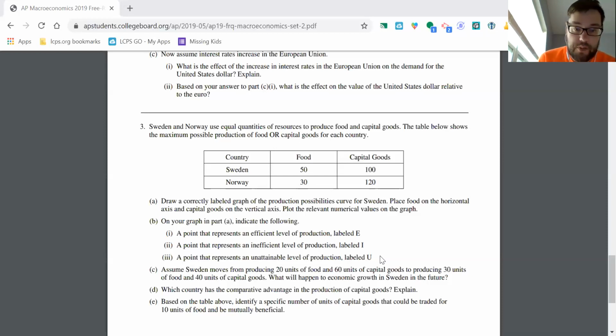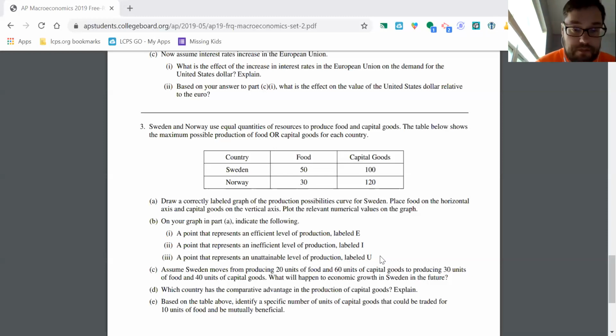Okay, so that's part A, the correctly labeled PPC curve. Part B asks for the 3 different points. We know anything that's on the line is going to be an efficient use of our resources, right? So that was the first one. That's pretty straightforward. Now, you could also make this connection. An efficient point is also where an economy is at full employment, right? So if you connected a question like this to, maybe, a recessionary gap type question, you may have to think about it from a different perspective, right?